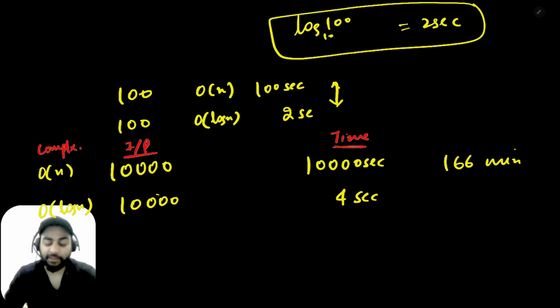Okay, so when complexity is linear, that's order n. If we have an input of 10,000 elements, and we assume that one input takes 1 second to process, then here it will take 10,000 seconds. 10,000 seconds is 166 minutes.